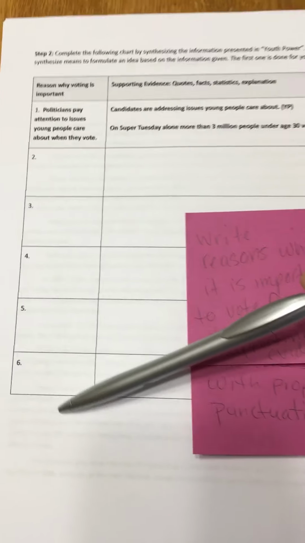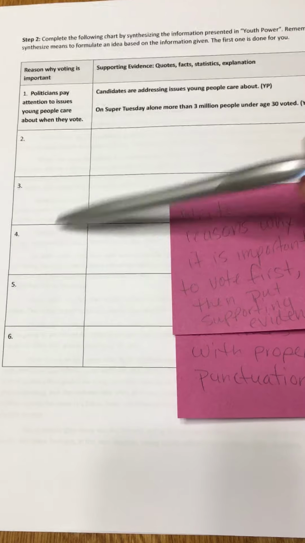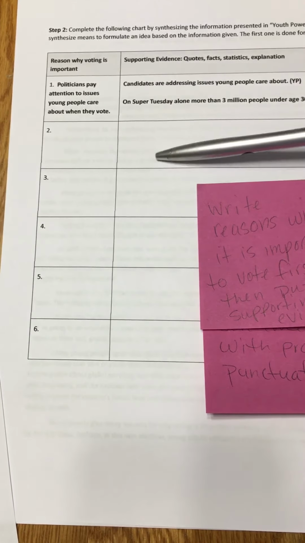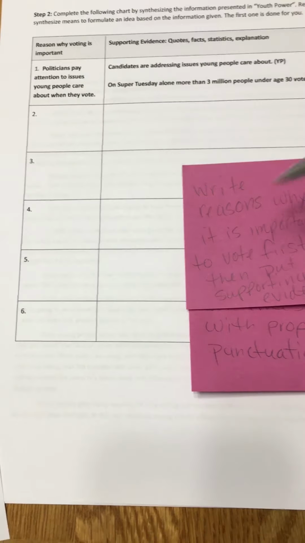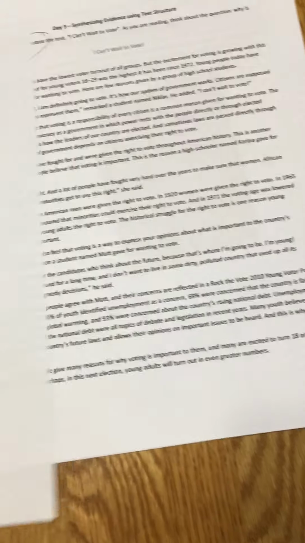I would do this first, give my reasons why it's important to vote, and then put in my supporting evidence. And again, I'm going to make sure that I use complete sentences with proper punctuation, because it's getting to the end of this 4th grade year. You're going to be 5th graders next year.